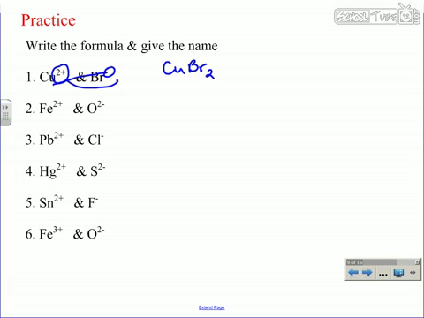Then the name, copper. Look at your ion sheet. Does copper have more than one ion? Yes. Do we need a Roman numeral? Yes. Copper 2, bromine.